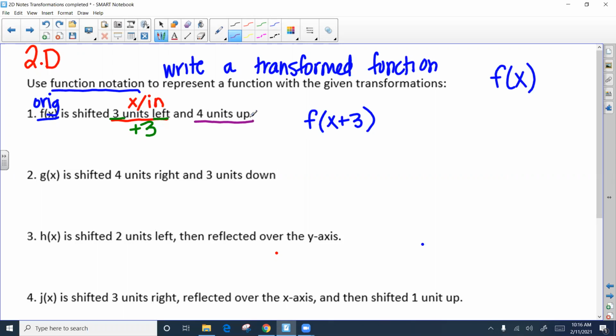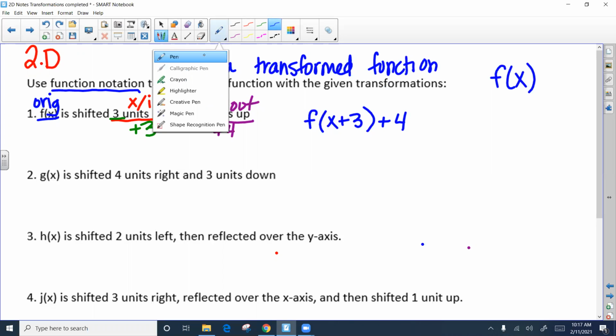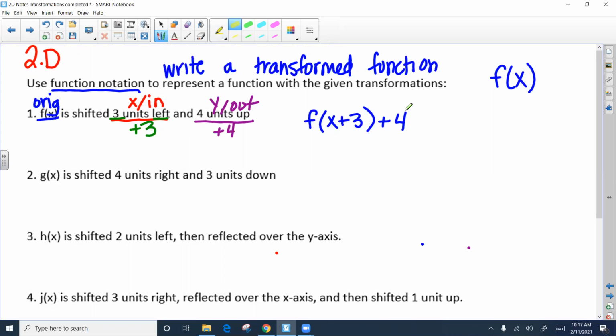But I'm not done yet. I also need to shift it 4 units up. So if something is shifting up or down, it's affecting the y values. So that's on the outside. And when something is affecting the y, it just does the operation we think it would do. So to shift up 4, we would have to add 4. So I would put plus 4 on the outside. So this is what my transformed function would look like: f of x plus 3, plus 4.